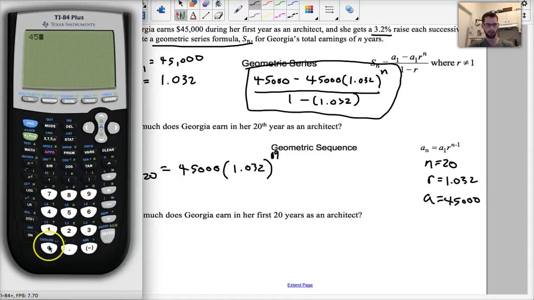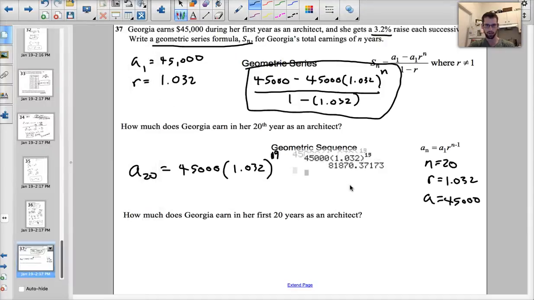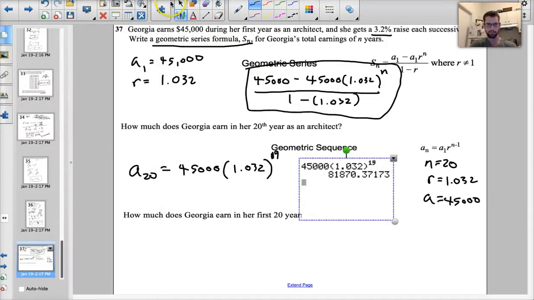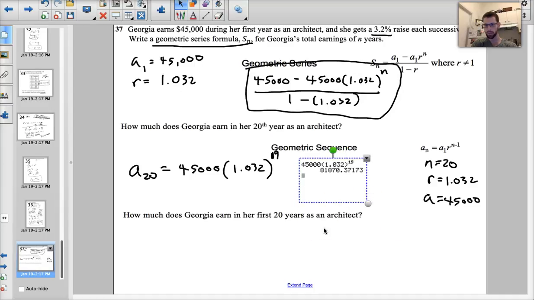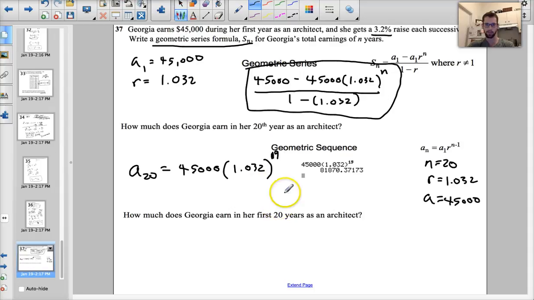I've got 45,000. And there is the final salary. So that means after 20 years, she is going to be making about $81,000 in her 20th year. If you were to write this out as a sum of money, I suppose you would do $81,870.37.